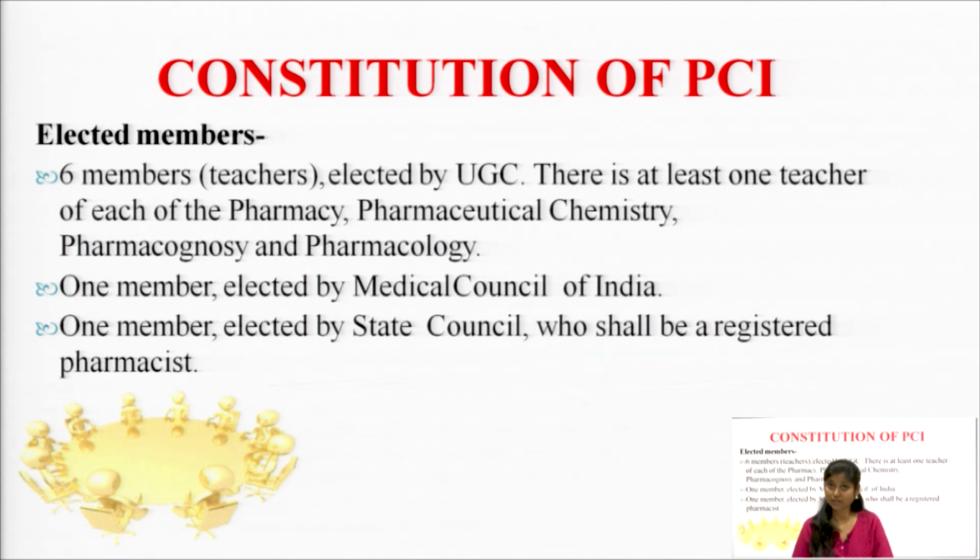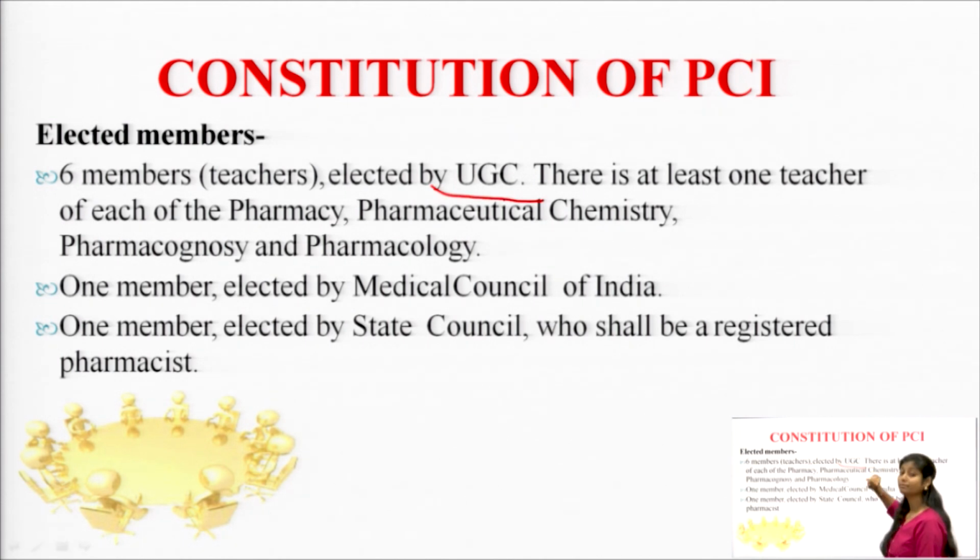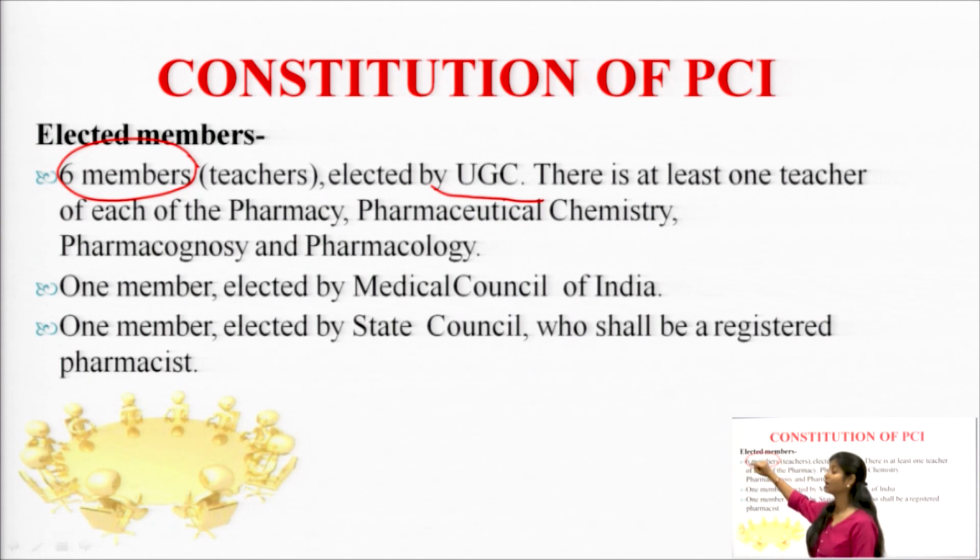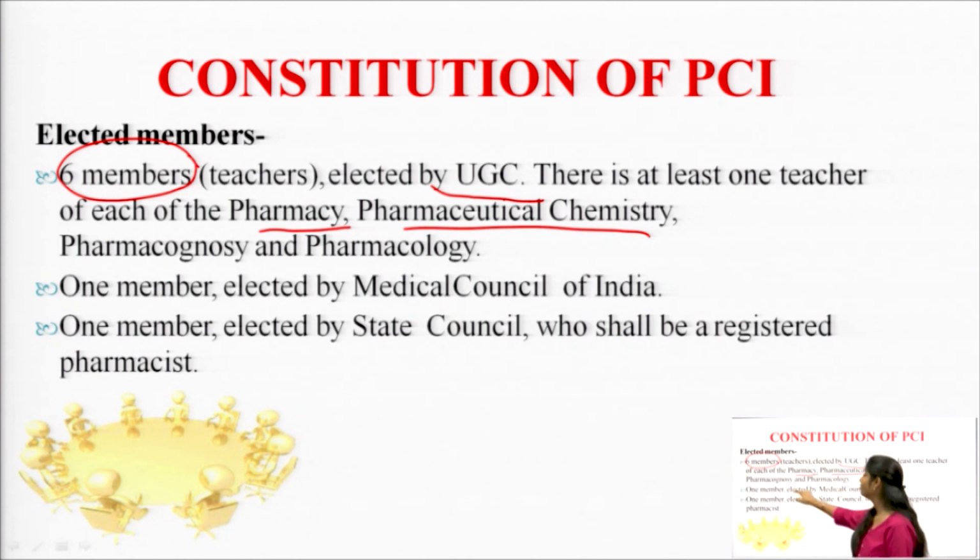So who will elect those teachers? That will be elected by UGC. The UGC plays the major role in electing the 6 members, those who are the teachers or the specialized persons of that department. In which fields will the specialized persons be? They could be from pharmacy, pharmaceutical chemistry, pharmacognosy and pharmacology. These are the 4 main specializations in the pharmacy profession.